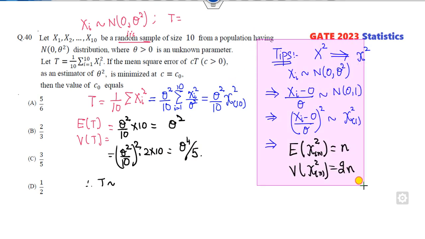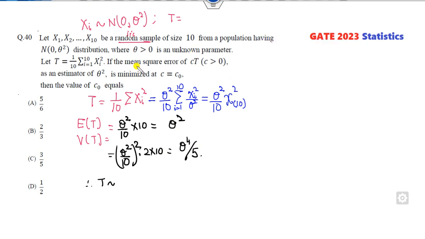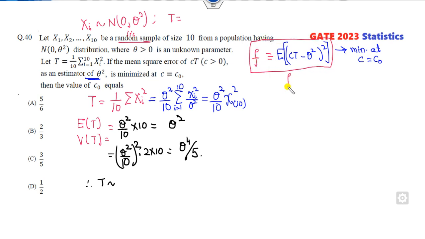Now look at the statement given to you. The mean square error, that is the expected value of the squared error, of CT as an estimator of theta square, is minimized at C equal to C naught. Fine. If I consider this as my f, when will it be minimum? When f dash is 0. So firstly we can find the value of f.